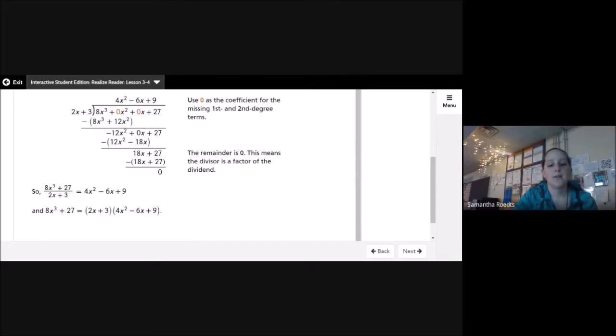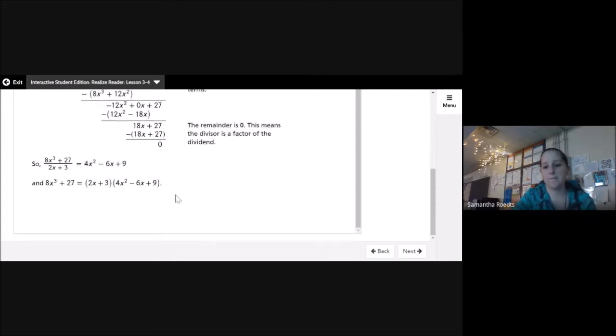So when I do this, I get 4x squared minus 6x plus 9, or I could say 2x plus 3 times the quantity 4x squared minus 6x plus 9. I really recommend that you use this version and not this one. This will be helpful if you have to write out all the factors. I'll tell you that.